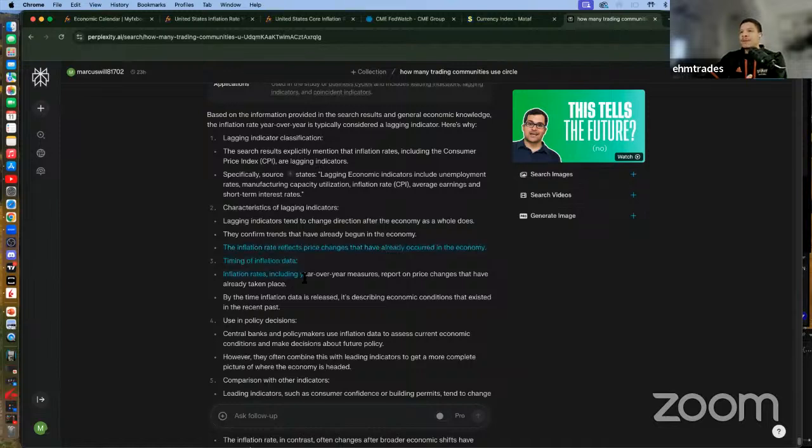Number three, timing of inflation data: inflation rates, including year over year measures, report on price changes that have already taken place by the time inflation data is released. It's describing economic conditions that existed in the past. So that does make sense.